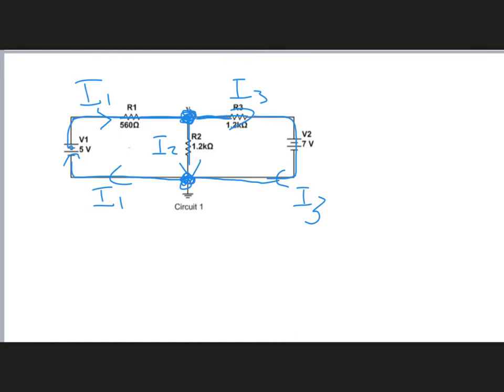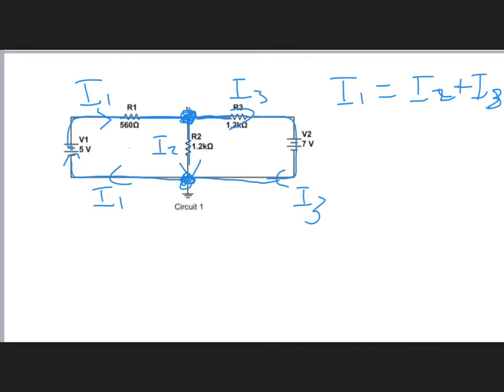So we can write, based on the junction rule, I1 equals I2 plus I3. And so that is the junction rule applied there.